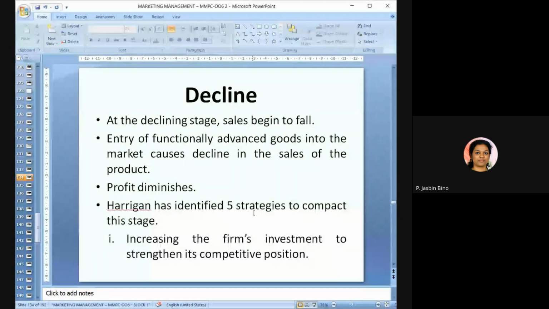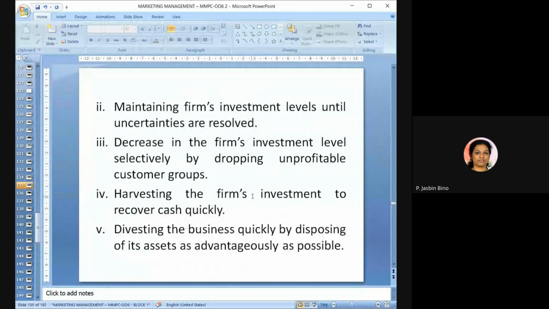The first one is increasing the firm's investment to strengthen its competitive position. Normally in this decline stage, there will be more competitors, so being successful in the market is a big task. The firm has to concentrate on investment in the product to strengthen its competitive position. Second one, it should maintain the firm's investment levels until uncertainties are resolved. Suddenly some uncertainties arise, and until they are resolved, the firm should maintain its investment levels.